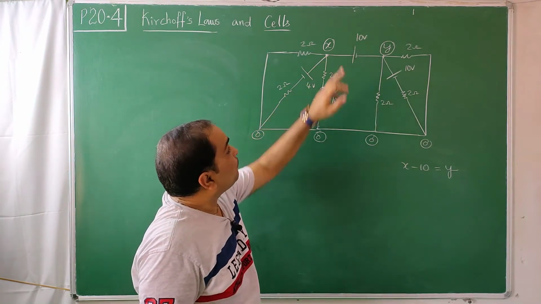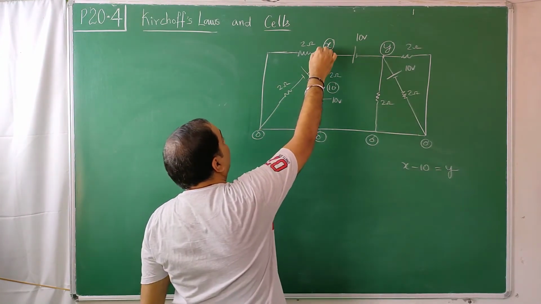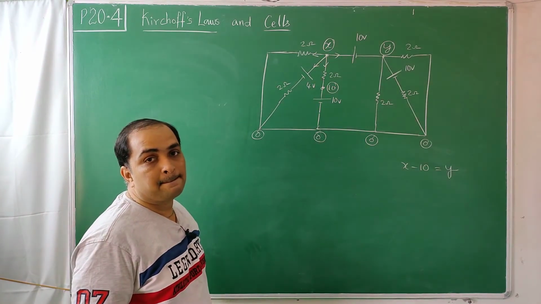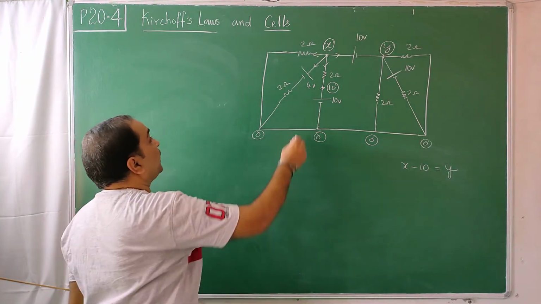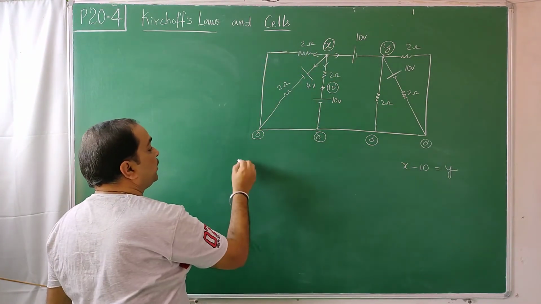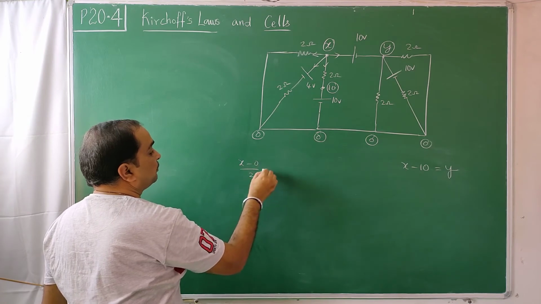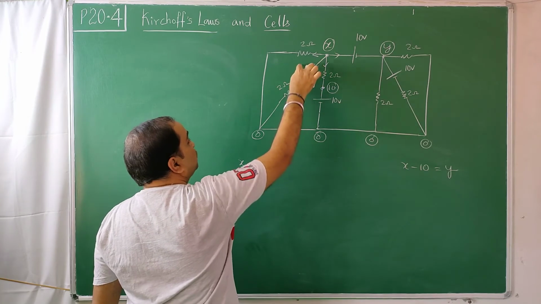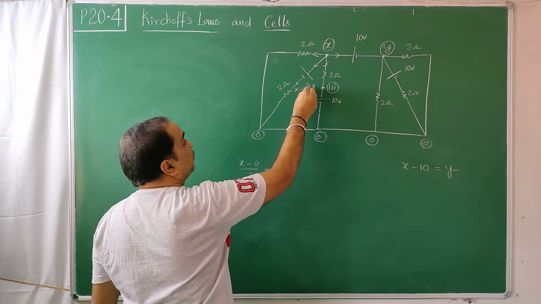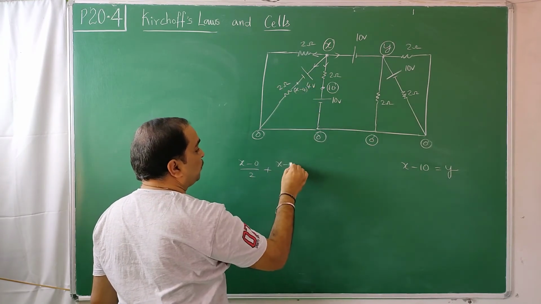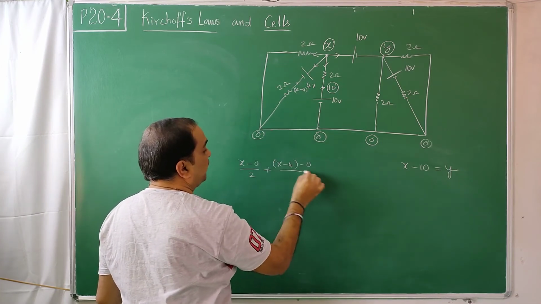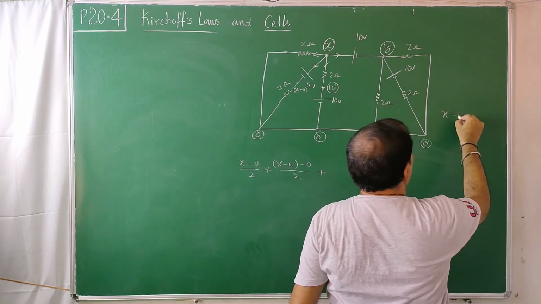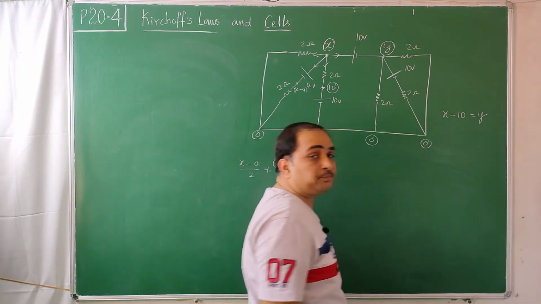Now, for x, you write all currents outgoing like this, like this, like this, like this, sum to be 0. X minus 0 by 2 plus, you come from here to here, plus 2 minus, minus 4. So this is x minus 4. X minus 4 minus 0 by 2 plus x minus 10 equal to y, keep aside.